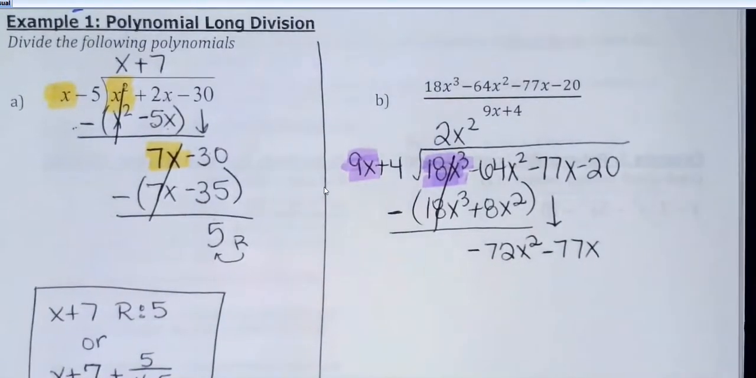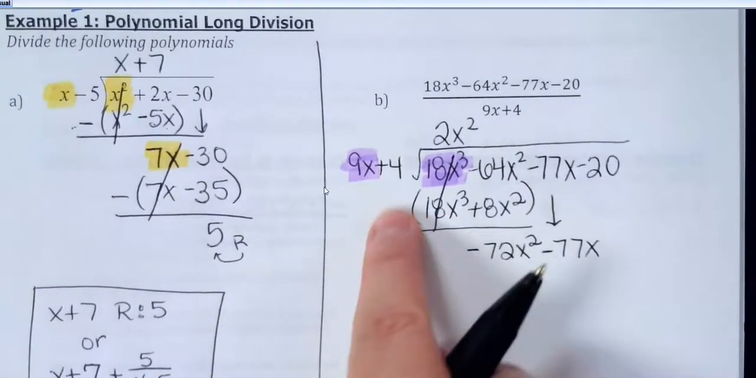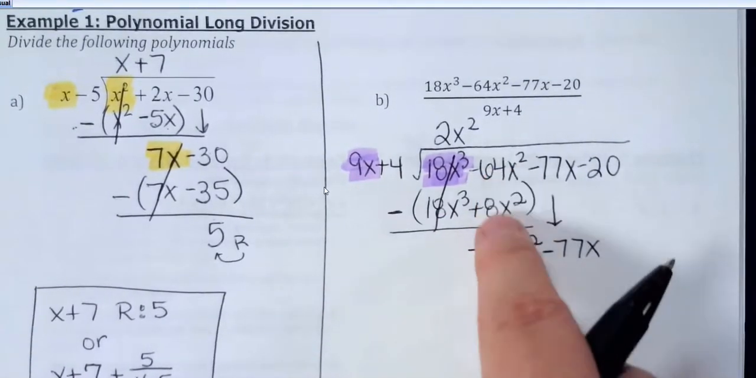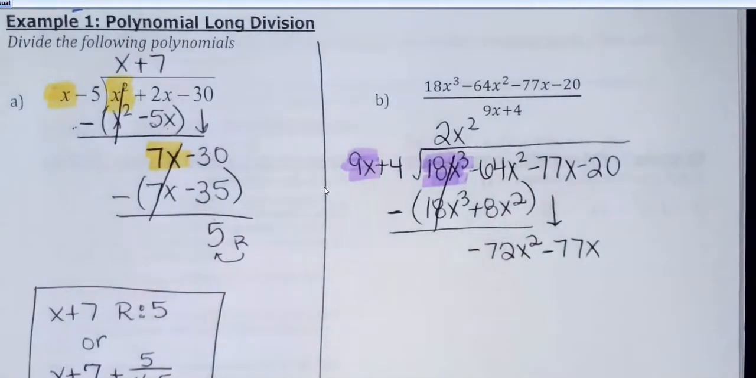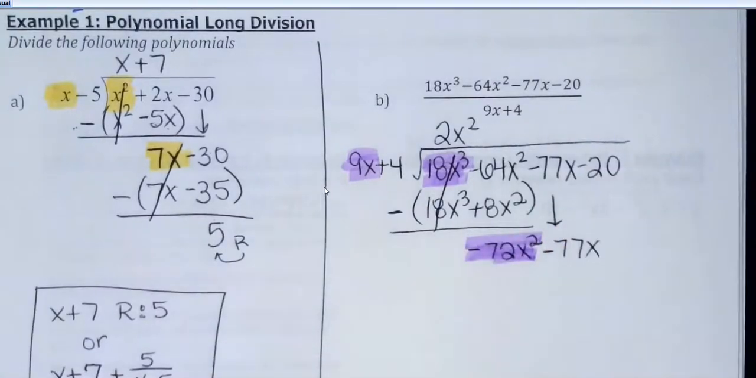Yes, ma'am. No, it's tricky. Think about if you distributed that subtraction symbol, that would make this negative, that would make this negative. So it's negative 64 minus 8. So it's going to get more negative. Okay, once you're there, then you just look at that first term after you did that subtraction. What would you multiply 9x by to get negative 72x squared?